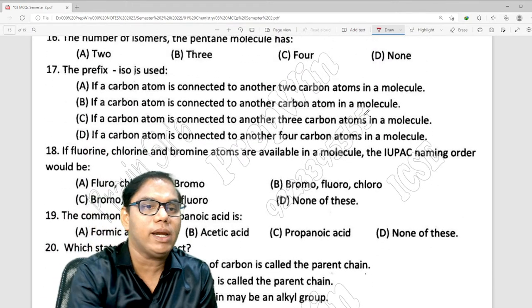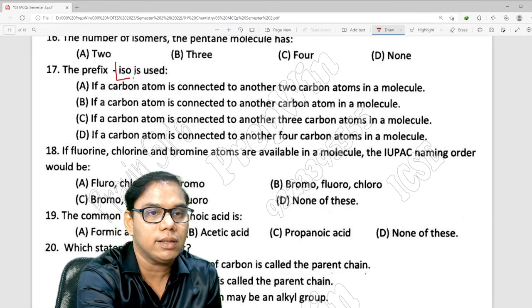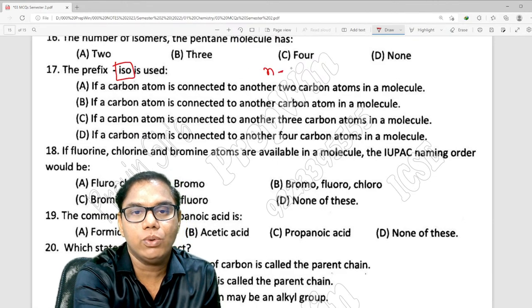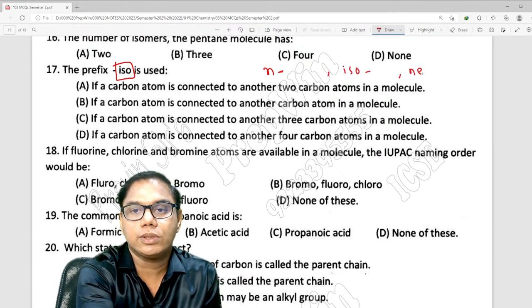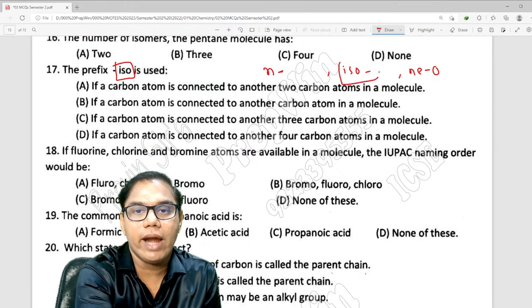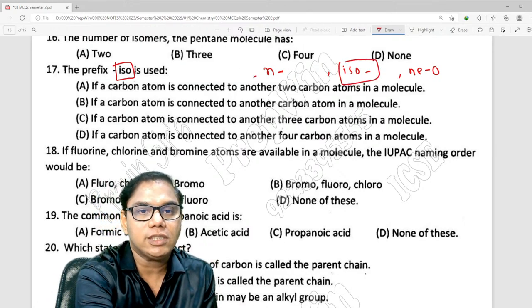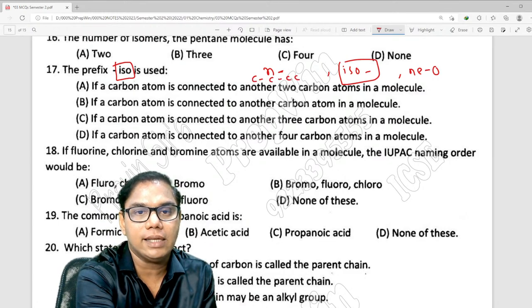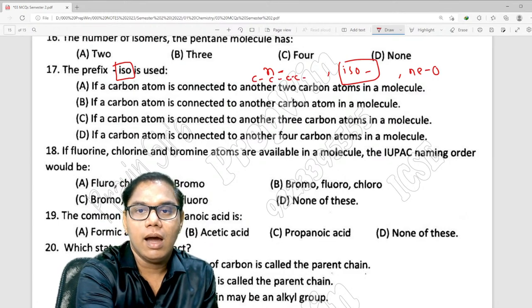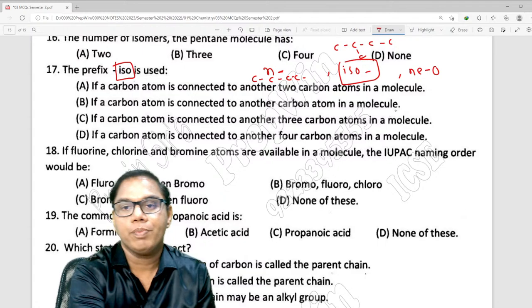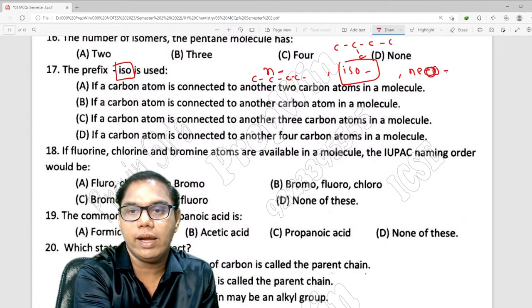Let us jump on to the 17th one. Common name. ISO kab use karte? We use 3 prefixes: N use karte hai, ISO use karte hai, or neo use karte. So question is why, when do we use this? When you have a straight chain, so that is N. ISO kab hota hai? Straight chain mein se one branch has come out. And when is the neo?